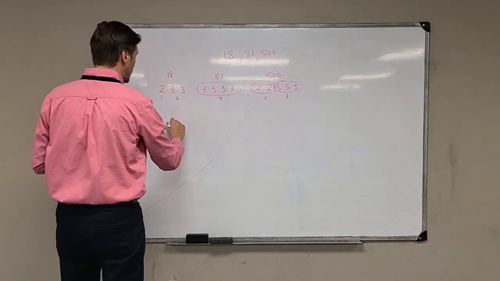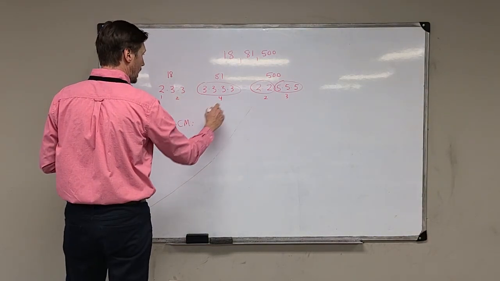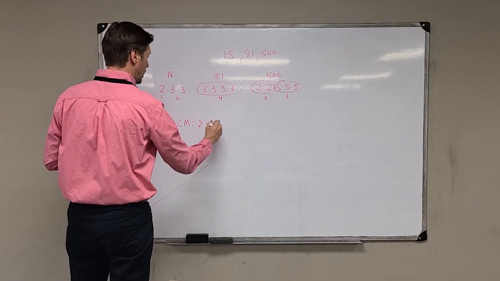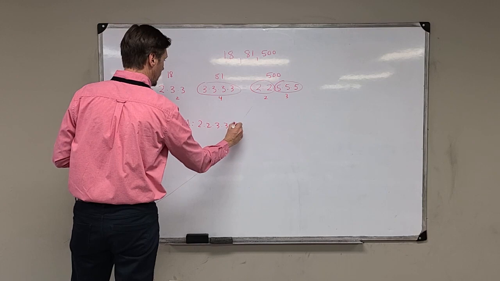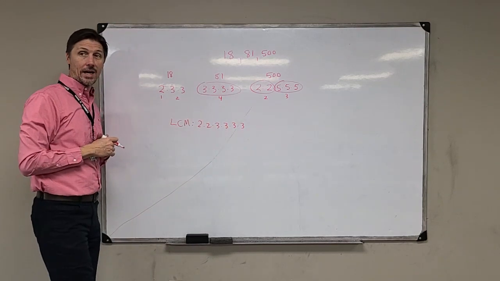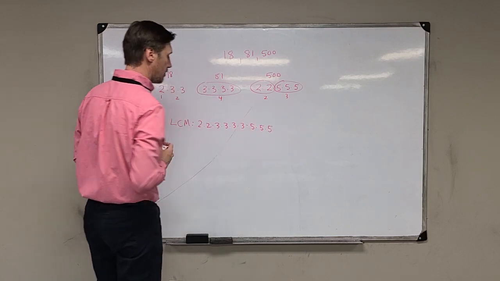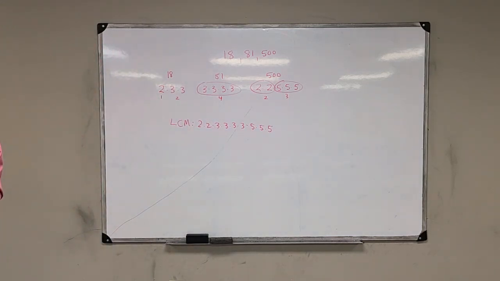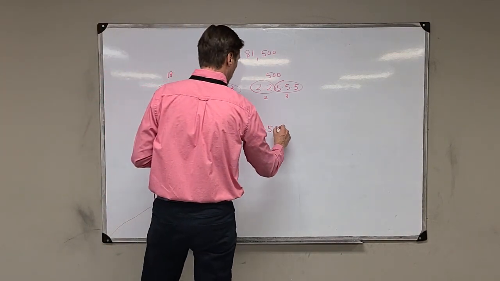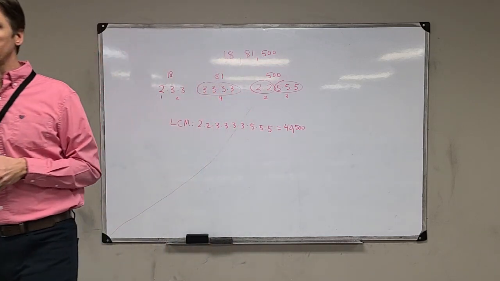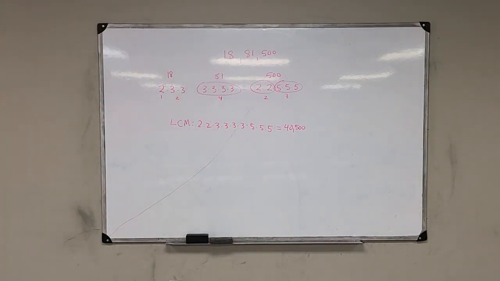So when I ask for the least common multiple, I'm going to say it's 2 times 2, the greatest number of 2s that I had, times 3 times 3 times 3 times 3, the greatest number of 3s I had in anything, times 5 times 5 times 5, the greatest number of 5s that I had in anything. And when I multiply all of that together, I get 40,500. That's how we determine the least common multiple. Did that process make sense to everybody?